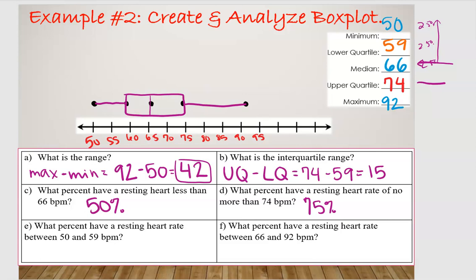What percent have a resting heart rate between 50 and 59? Well, that's talking about from my minimum to my lower quartile, which we know is exactly 25% of my data. And then what percent have a resting heart rate between 66 and 92? So that's going from my median to my upper extreme, and that's going to consist of 50% of my data. So using our box and whisker plot that we made, we can answer a whole bunch of questions about percentages and then finding those ranges as well to give us an idea of how spread out our data is and where it's lying.